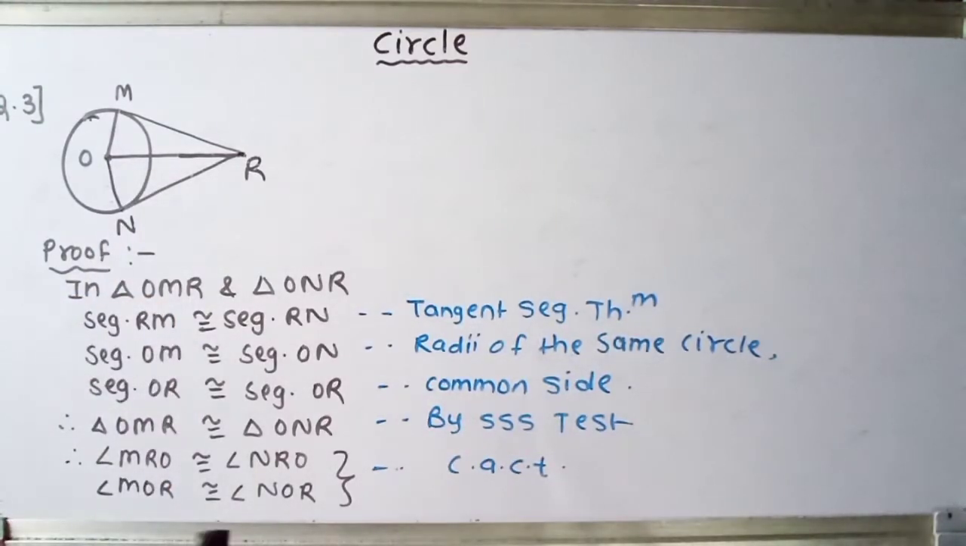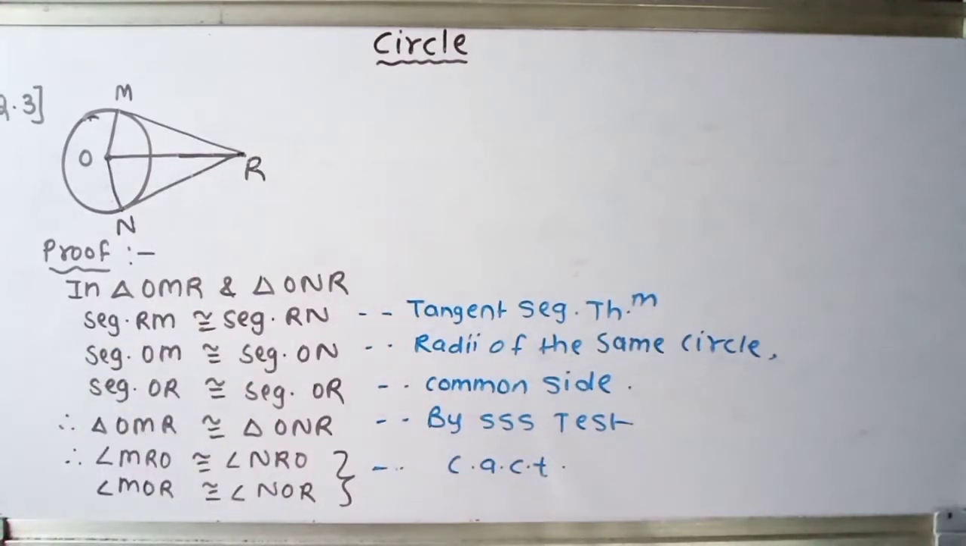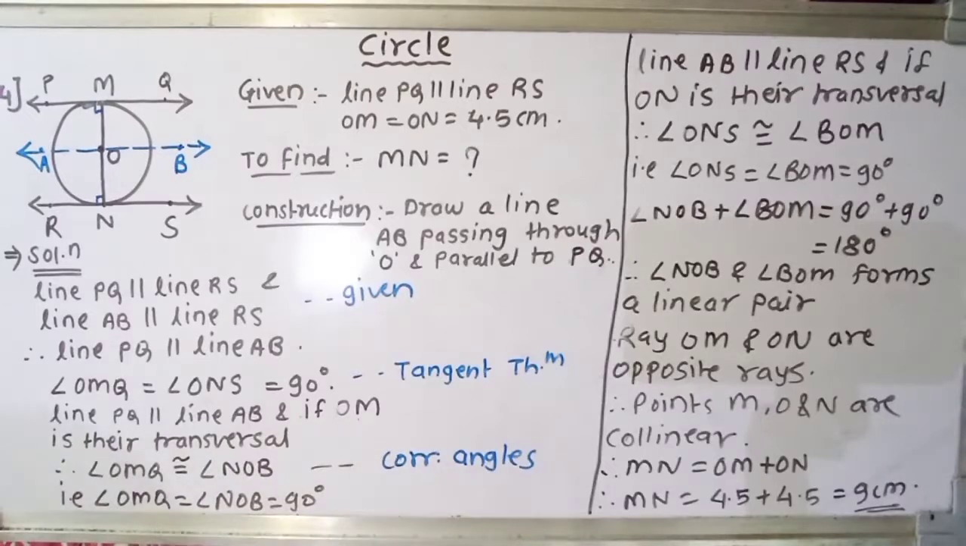At the end you can write, therefore segment OR bisects angle MRN and angle MON. So below that write, segment OR bisects angle MRN and angle MON. Is this question clear to you, students? Then we see the last question. Now students, what is the fourth question?